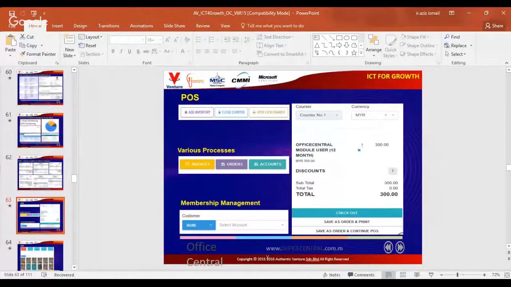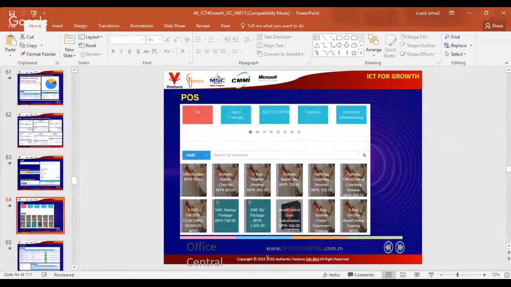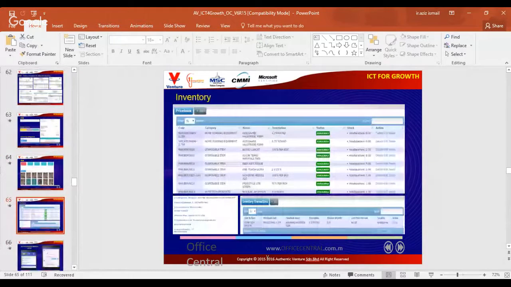You can run your membership management. Then you can increase your sales using the membership management. So try to use the cloud point of sale to grow your business. I'll show you some other examples of the point of sale.